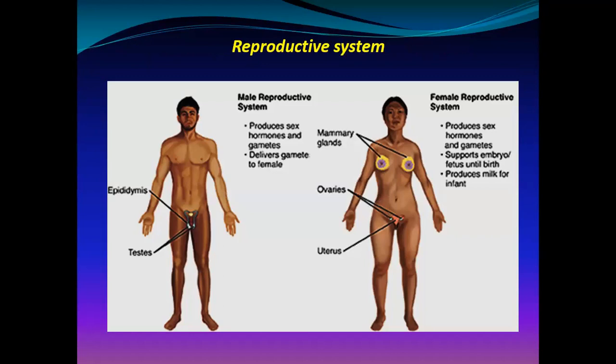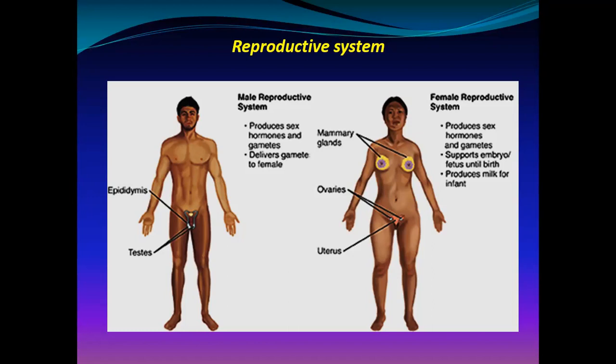The male reproductive system produces sex hormones and gametes, and then delivers the gametes to the female. The female reproductive system also produces sex hormones and gametes, and fertilization takes place inside it, in the fallopian tube, that you would have done in your A level.